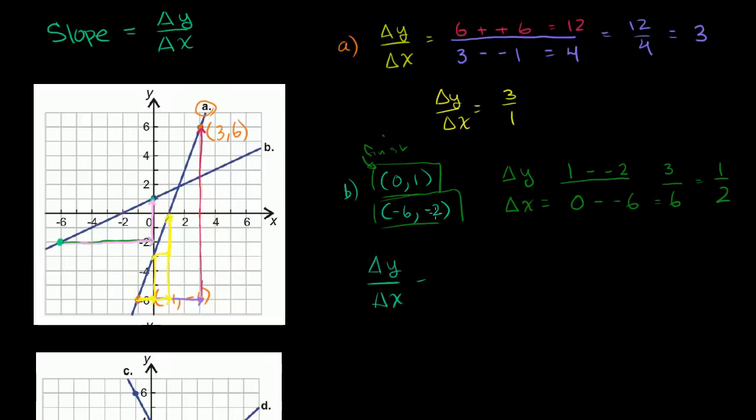We could have said it's equal to negative 2 minus 1. So negative 2 minus 1. So we're using this coordinate first. Negative 2 minus 1 for the y over negative 6 minus 0. Notice this is the negative of that. That is the negative of that. But since we have a negative over a negative, they're going to cancel out. So this is going to be equal to negative 3 over negative 6. The negatives cancel out. This is also equal to 1/2.